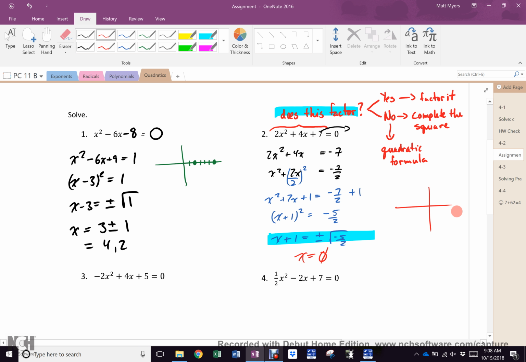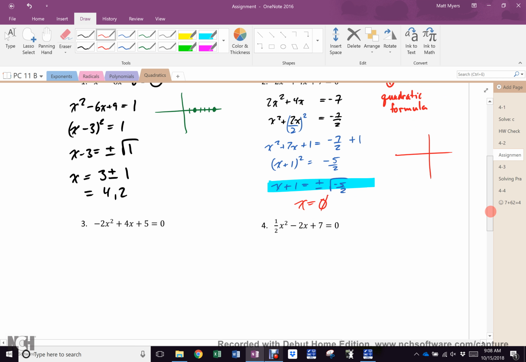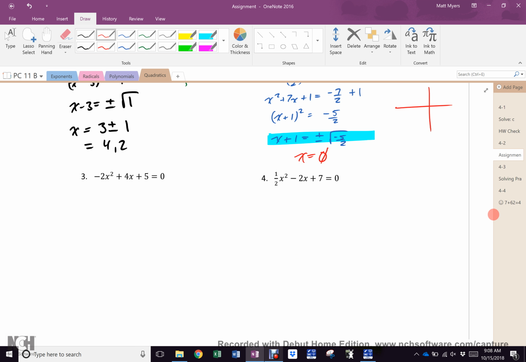What this would look like as a graph is it would be either up here and not touching the x. That's where it has to be. Okay, but we're going to come back to that later. Right now, no x's. Let's look at number 3.